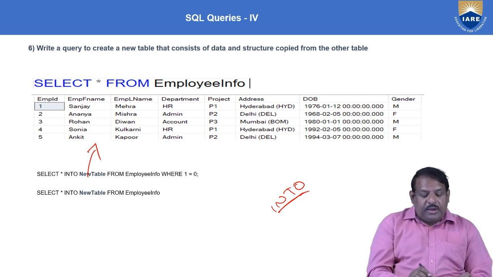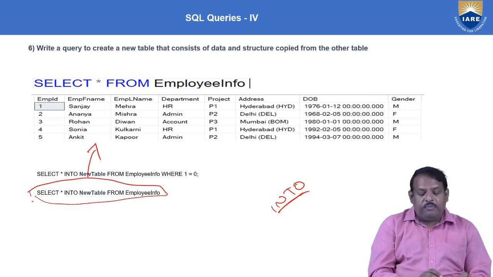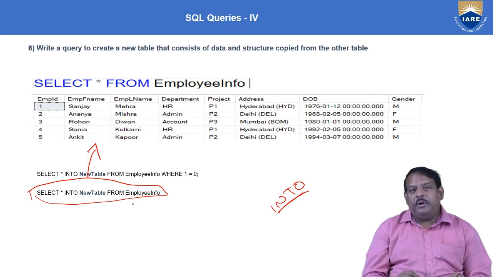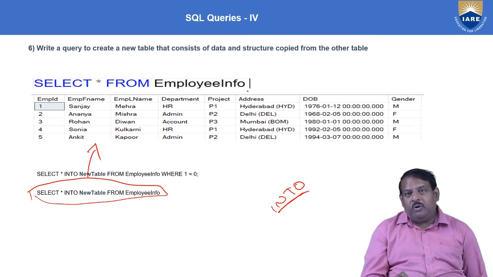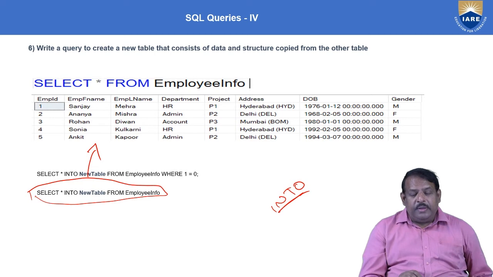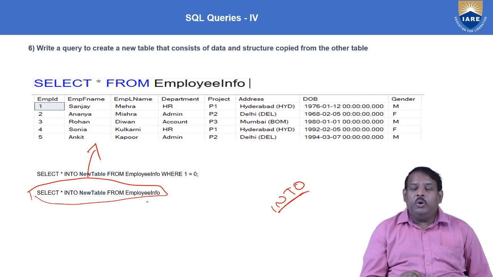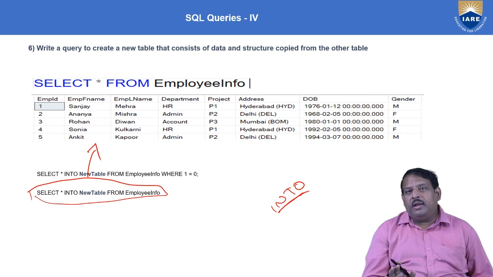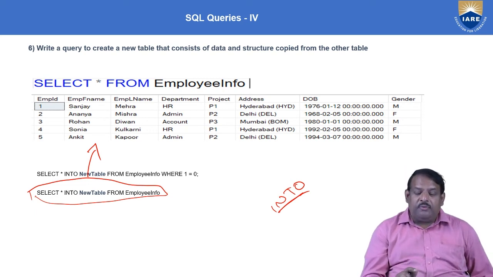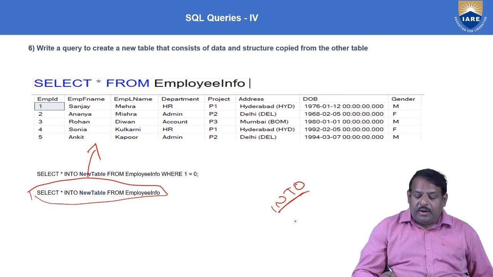Here, if I execute this statement, a copy of employee info will be created with the new table name. By this, you get the structure of employee info and also the data in the table in the new table. But if I need only the structure and don't want the data, then I have to go and say truncate table name, which will remove all the rows.